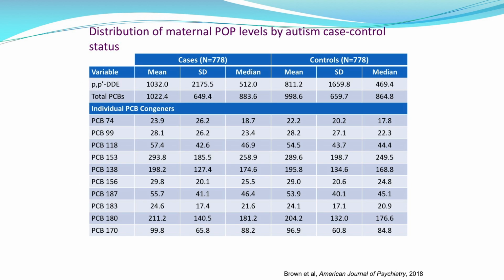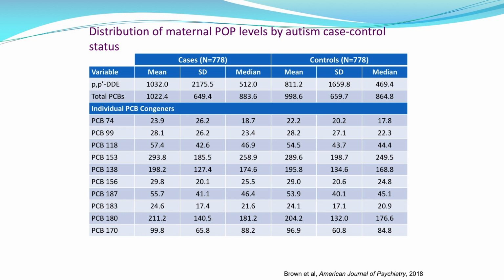So here we show the maternal levels of first DDE and then the total PCBs. And we found that the mean levels and the median levels were greater in the mothers of cases compared to the mothers of controls. We had nearly 800 matched case-control pairs. Total PCBs were about the same in both the means and the medians between our cases and our controls.